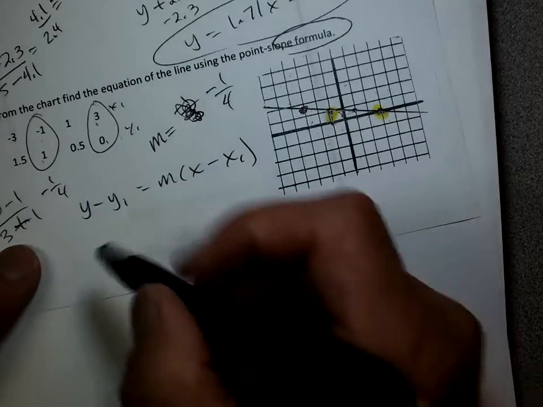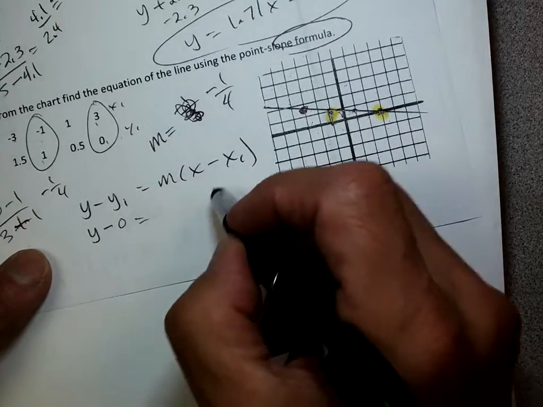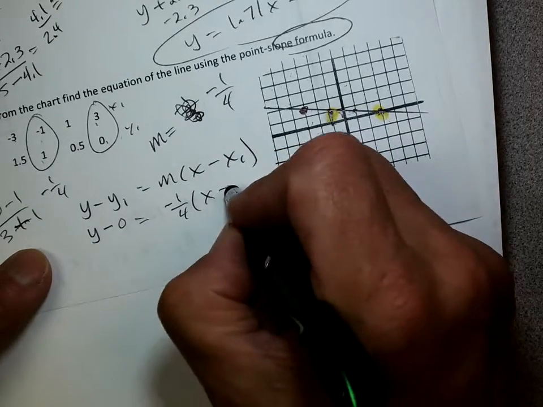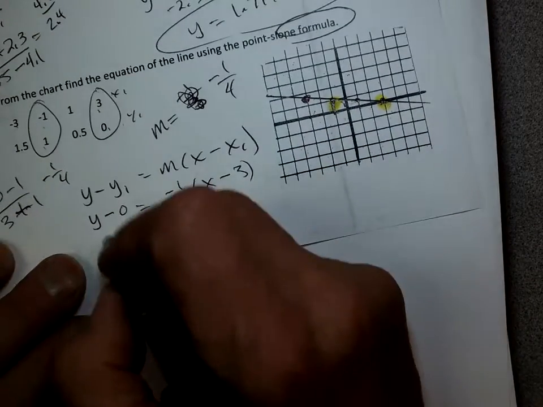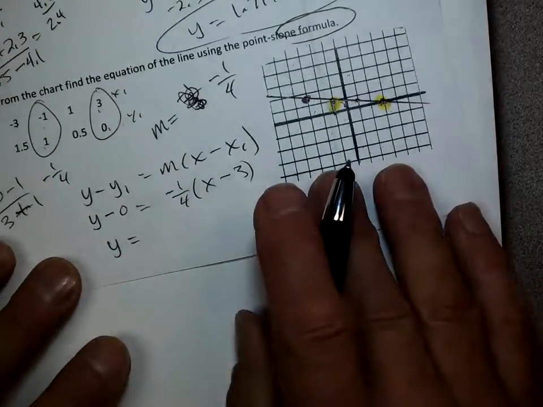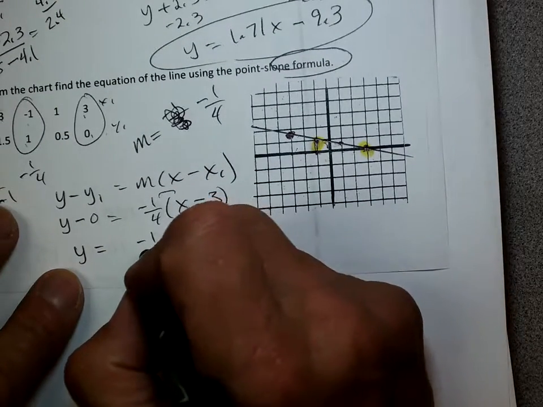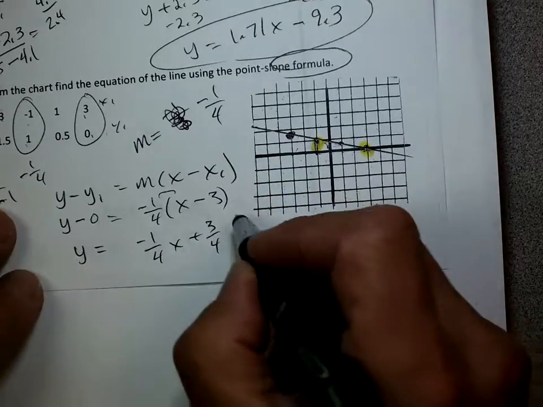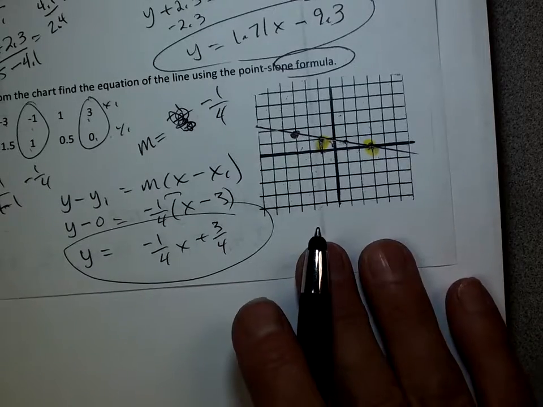So I'll go y minus y1, which is 0, equals m, which turned out to be negative 1/4, times x minus x1, which is 3. Alright? That's just y, right? And that is a distribute: negative 1/4 x plus, sure enough, 3/4. Kind of looked like it too, didn't it? All right, you ready to turn the page? Here we go.